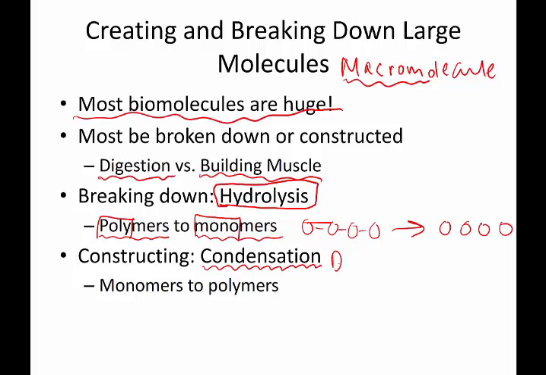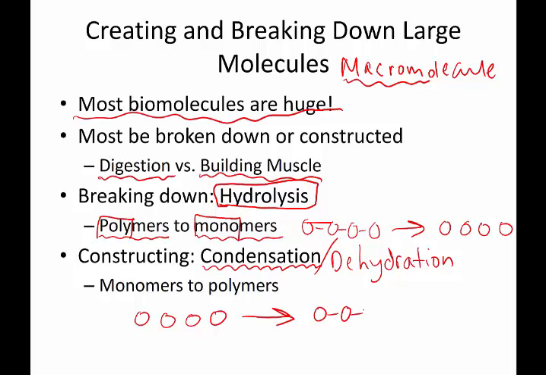Your book also uses the word dehydration. So these words are interchangeable, condensation or dehydration. And again, this is going from monomers to polymers. So here we have 4 tiny monomers of a biomolecule, and that's taking them and linking them all together into one polymer. Again, monomer means one, polymer or poly means many.